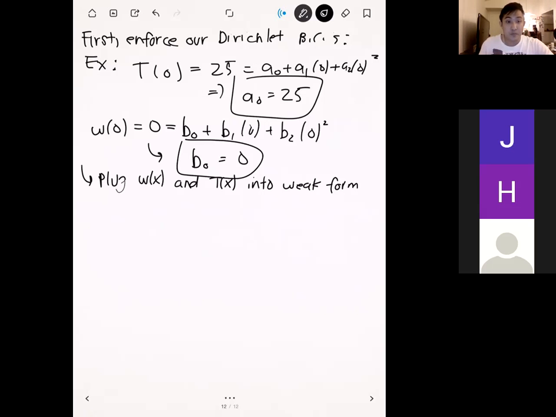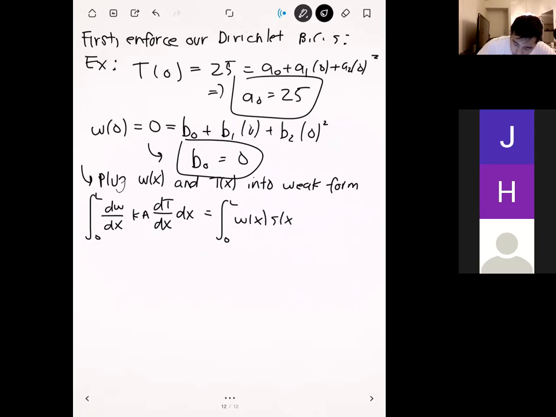Let's go ahead and do that. Just to remind you, this is our weak form here. Our weak form is the integral from 0 to L of dw/dx, ka dT/dx dx, is equal to the integral from 0 to L of w of x, s of x dx, plus our Neumann boundary condition term.